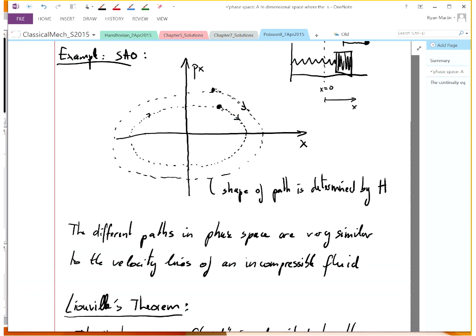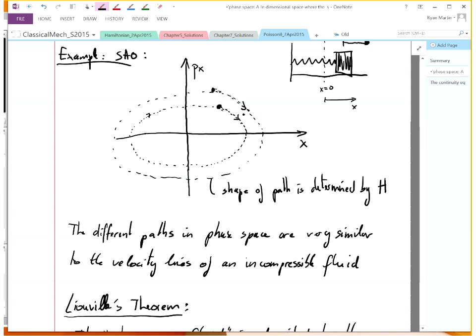So let's go back and think here of our phase space fluid. So the equation of fluid dynamics is something about the speed of the fluid. It's not about the position of the fluid. So if we think now in phase space, the x and px positions for a simple harmonic oscillator, for example, are a position in the phase space. So it's like a position of this phase space fluid.